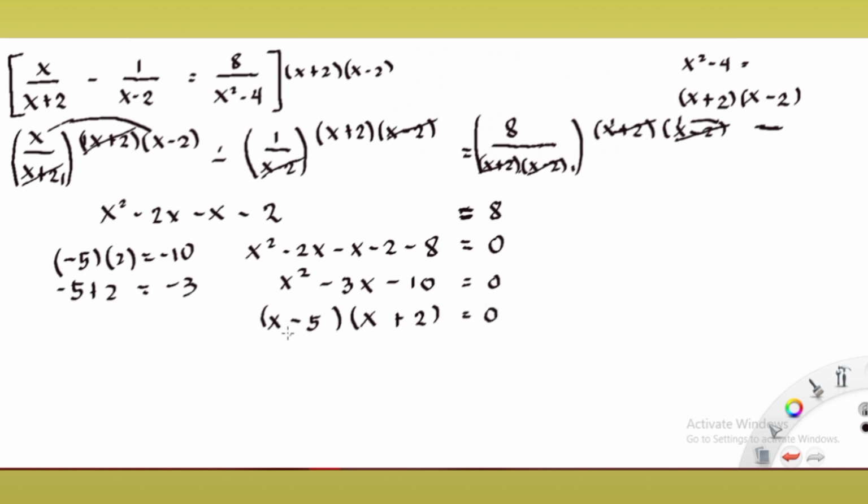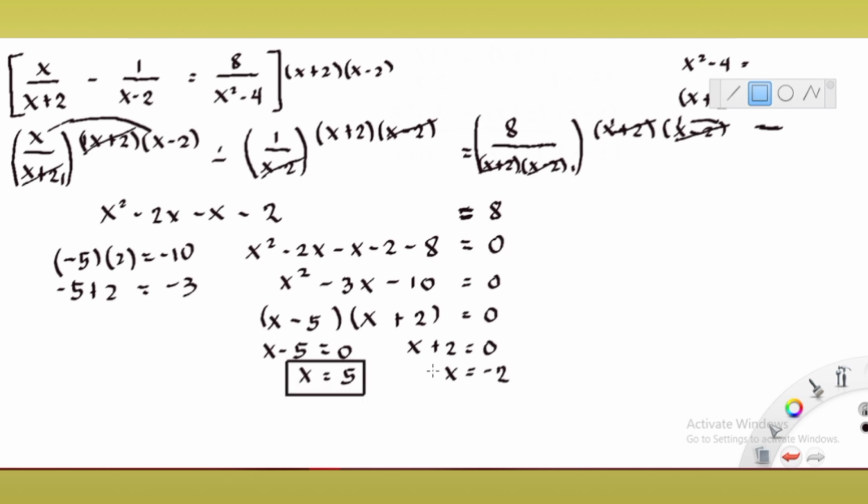Equals 0. Okay, let's write this as an equation. So, this will be written as x minus 5 equals 0. Ito naman, x plus 2 equals 0. Solve for x. So, x here will become, lipat sa negative 5, magiging positive 5. And here, x equals, lipat si 2, magiging negative 2. So, these are our solutions. 5 and negative 2. Okay?